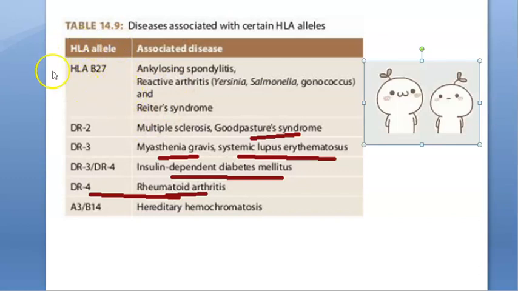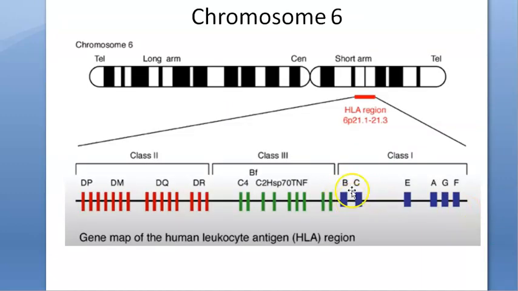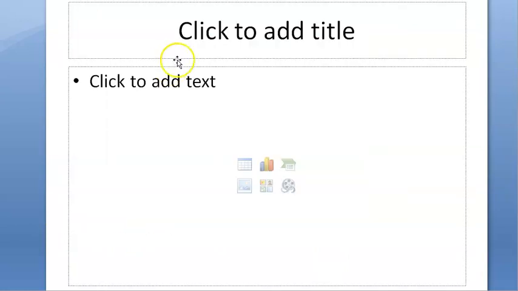So, if you are expressing this, where is this B27? Let us see, HLA-B27, where can I find it? It must be in the first part, right? Because B is here. So, where is B27? If you are expressing that allele, then you will have more chance of getting ankylosing spondylitis.